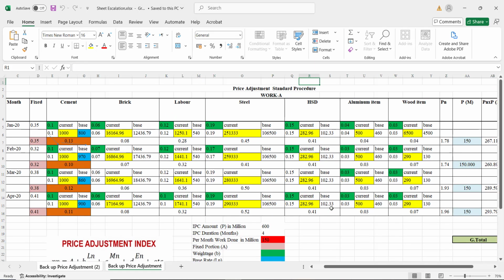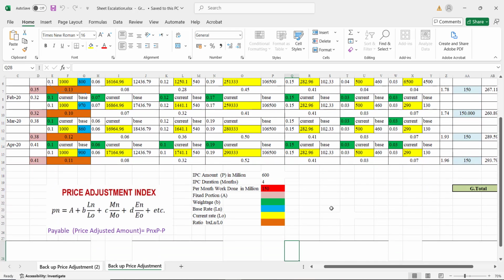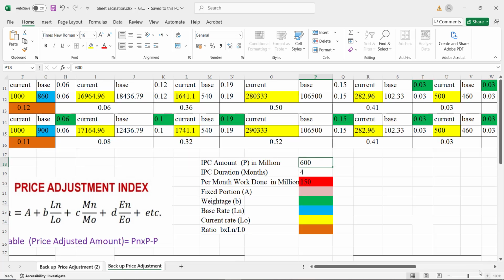Now come to the sheet, how we calculate. Suppose we want to calculate escalation on an amount of an IPC or any bill. Suppose this is 200 million, or to make it very practical, 50 million, or 30 million, or 14 million. This 14 million is the IPC price of any running bill of the contractor.